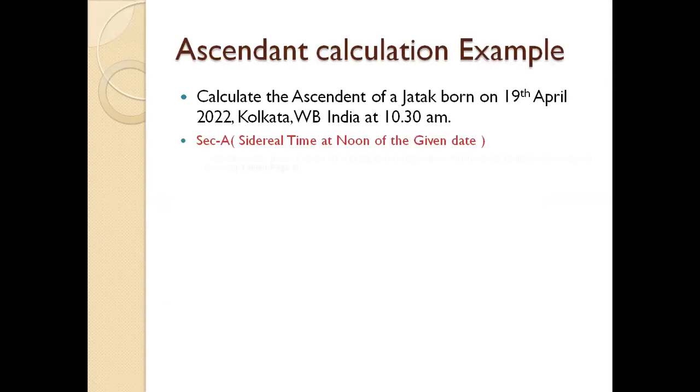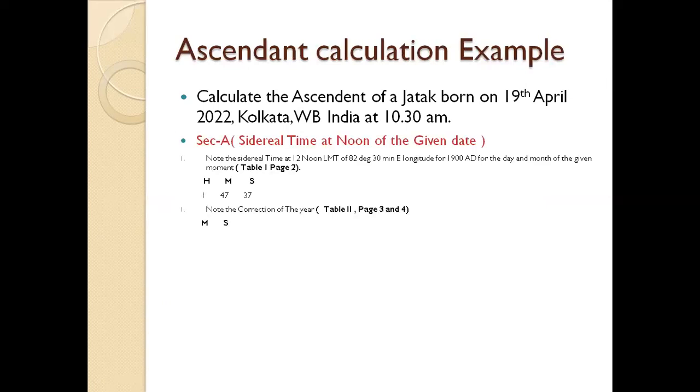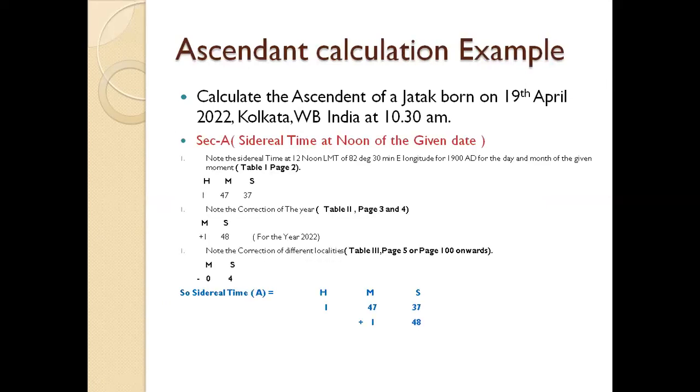I'm giving an example here. First, for calculation of the ascendant, we need two things. One is the Lahiri ephemeris for that particular year. And the second thing is the table of ascendant. You see the table. This is a particular example where we are trying to cast a chart for a person who is born on 19th April 2022, in Kolkata at 10:30 a.m.